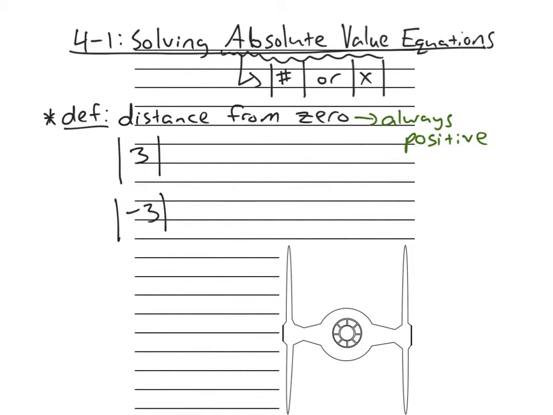3 on the number line is 3 away from 0. This is why it's equal to 3. And this is why this is also equal to 3. Negative 3 on the number line is also 3 away. These are both 3 units away from 0.